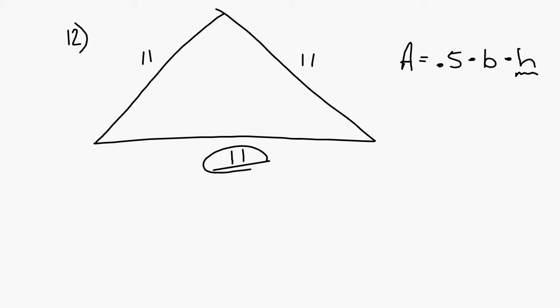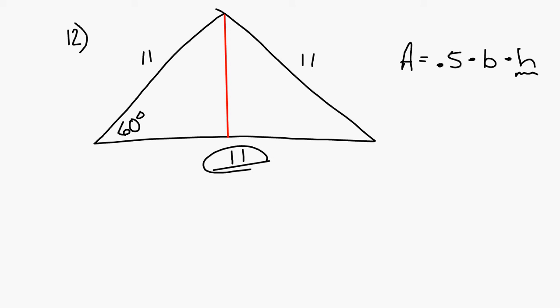So, a couple things going on here. If all these sides are the same, then all these angles are the same. If all the angles are the same and they have to add up to 180, then this angle is 60 degrees. All the angles are 60 degrees. This vertical line right here would represent the height of the triangle.